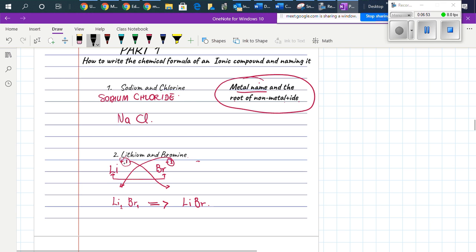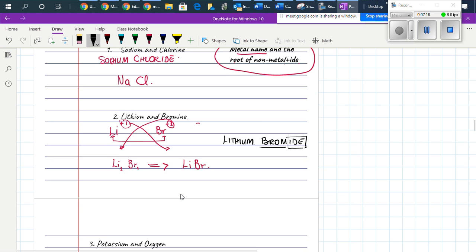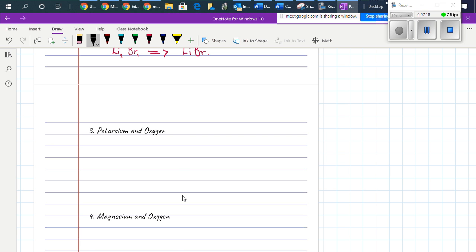And the English name for this will be lithium, the name of the metal, bromide. Brom, that is the root of bromine, and IDE that we add to identify the ionic compound.